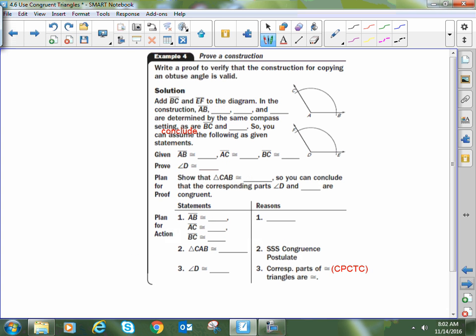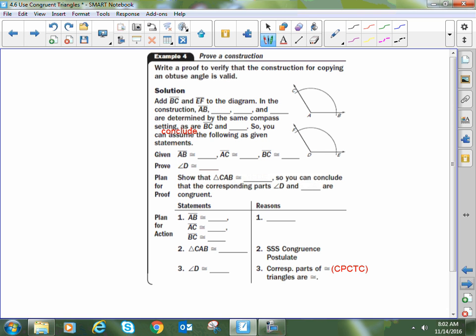Let's move on here and see how we can look at a proof like this. Write a proof to verify the construction of an obtuse angle is valid. Okay, so we have these two angles, CAB and FDE, and what we want to know is why they are going to be the same.